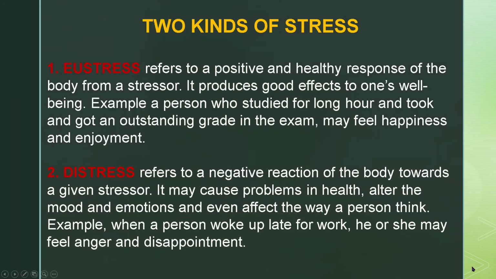Do you know that there are two types or two kinds of stress? The first one is eustress. Once we've said eustress, it refers to a positive and healthy response of the body to a stressor. So, meaning stress is not always negative. There is also positive stress, a healthy response of the body to that kind of stressor. It produces good effects on one's well-being.